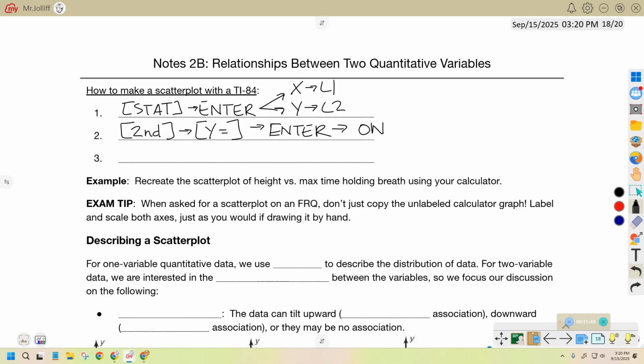After that, you want to tell it what type of graph you want. There are going to be pictures. You should choose the picture that looks like a scatter plot. It should be the first one. And then you need to tell it where your data is. So X is in list 1 and Y is in list 2.